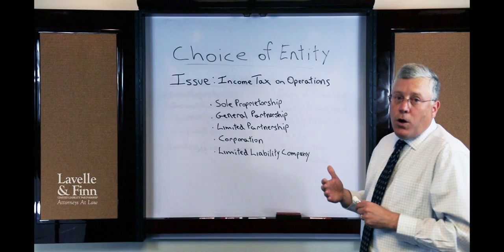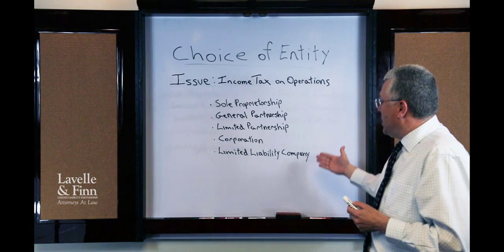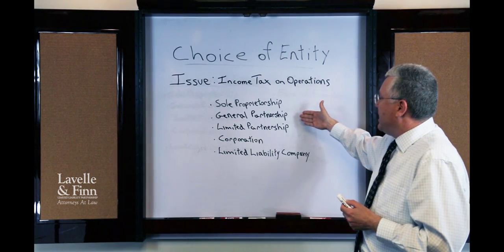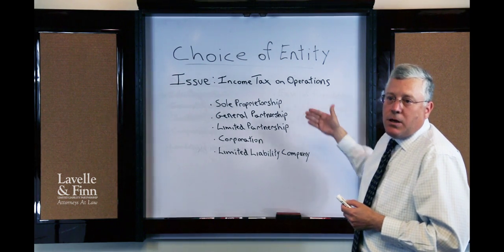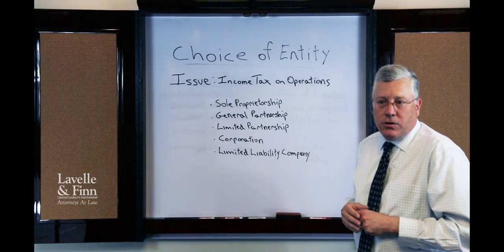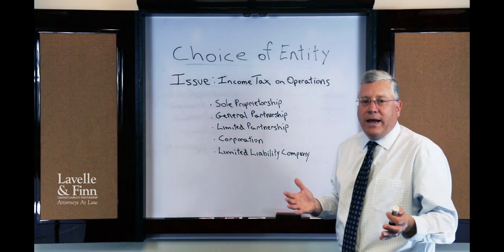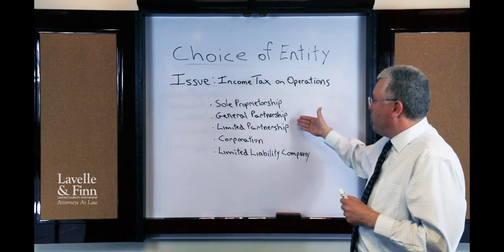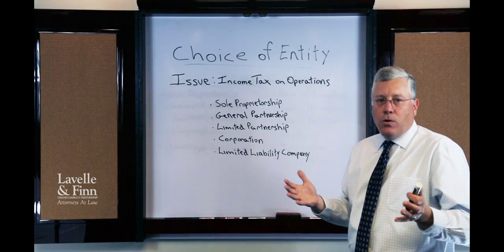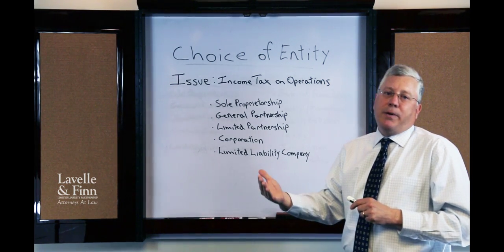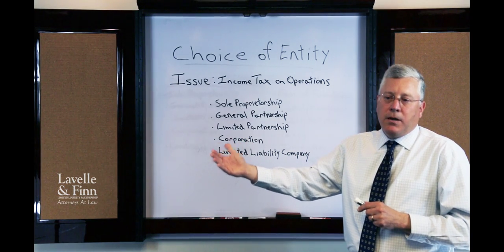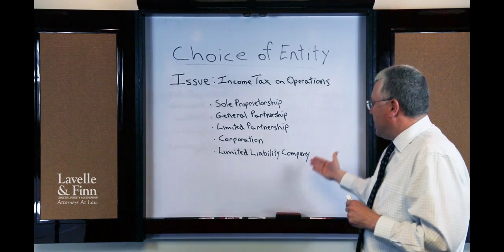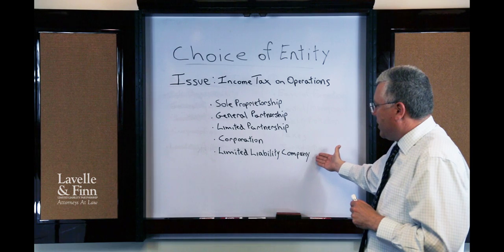If there's more than one owner, for tax purposes, it will default to be treated as if it were a partnership. So it will file a separate income tax return, but it won't pay tax on its income. Instead, all of the income will flow through to the members, the owners of the LLC, and they will pay tax individually on that income. So there's only one level of tax in an LLC, a limited liability company.